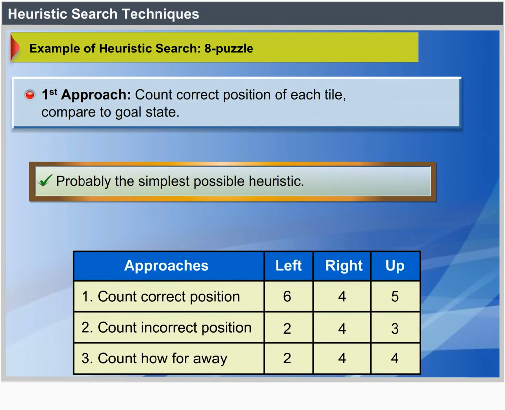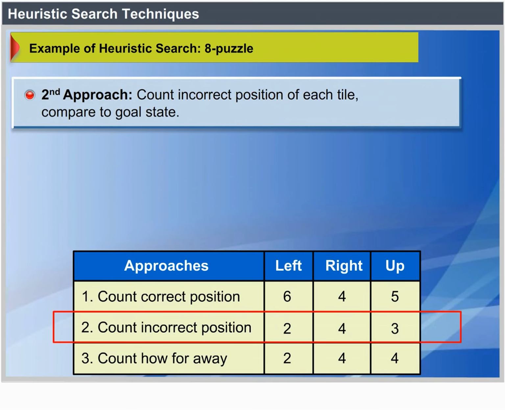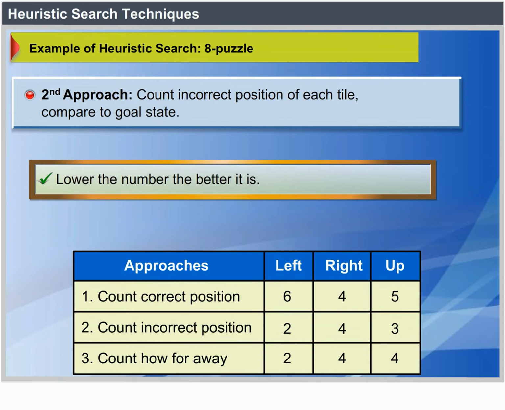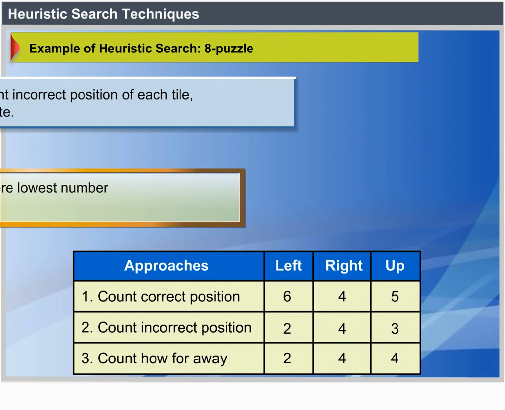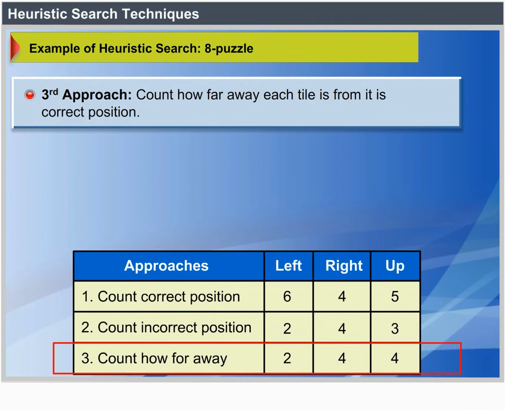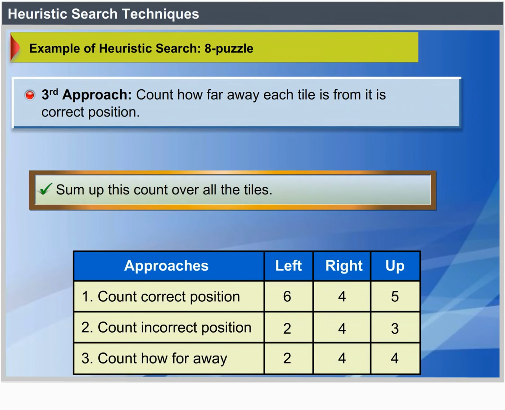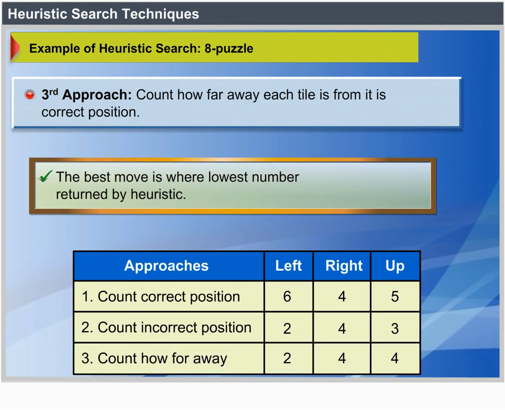Second approach: count the incorrect position of each tile. Compare to the goal state. The lower the number, the better it is. The best move is where the lowest number is returned by the heuristic. Third approach: count how far away each tile is from its correct position. Sum up this count for all the tiles. The best move is where the lowest number is returned by the heuristic.